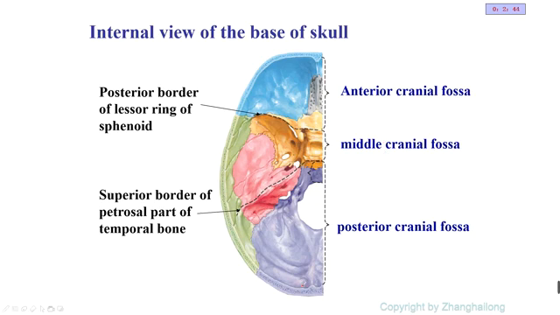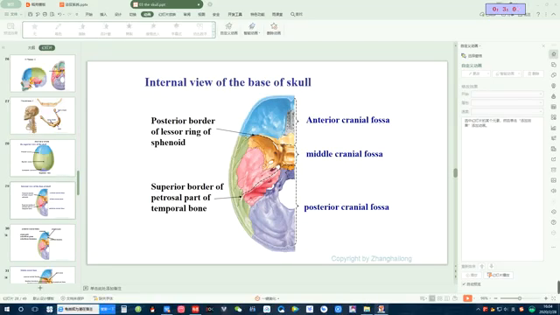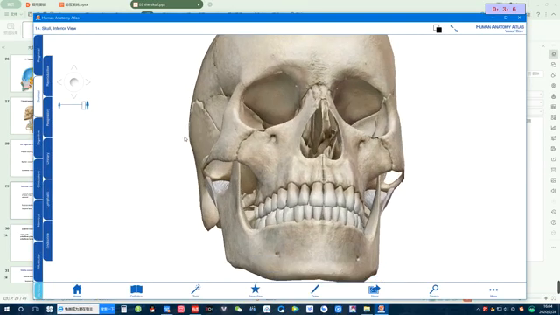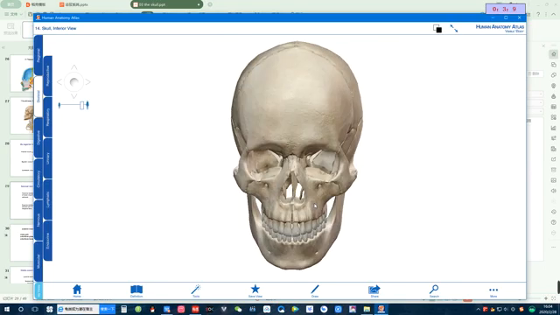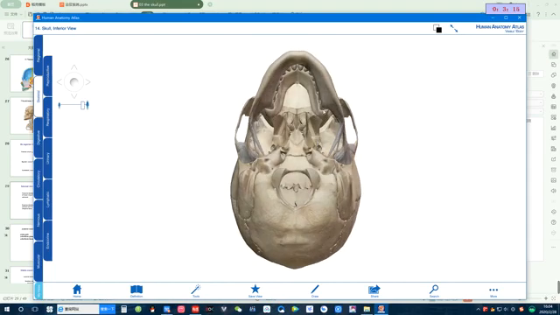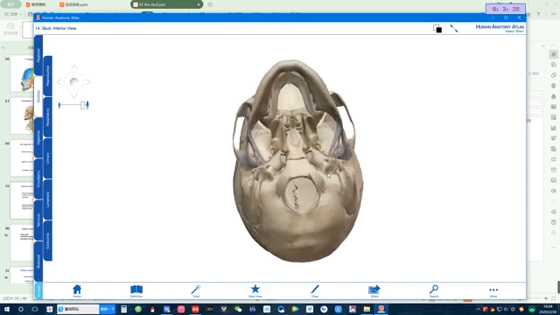Now let's see the internal view of the base of the skull. First, you should know what the base of the skull is. Now let's look at the software. Okay, first go back. Now let's see the skull. Here is the top. Here is the base. When you see the base from below, this is the external surface, or external view, of the base of the skull.